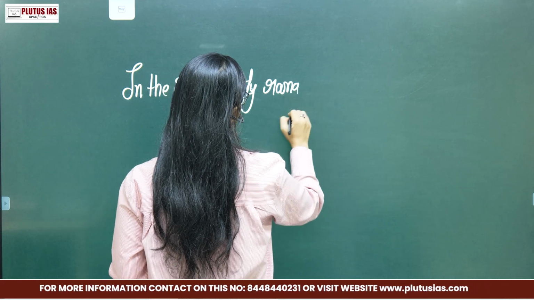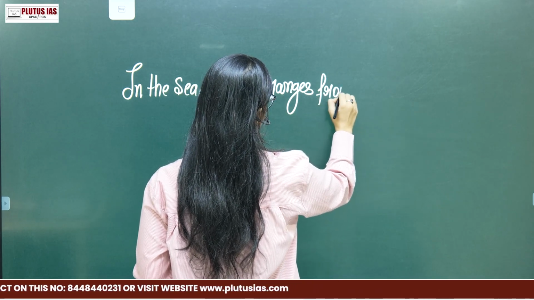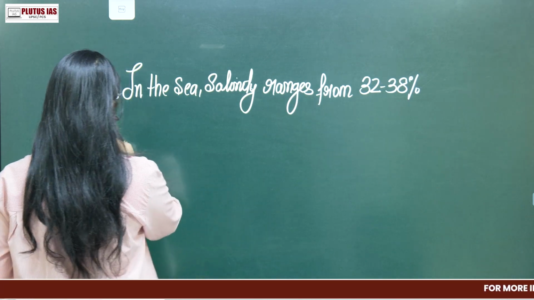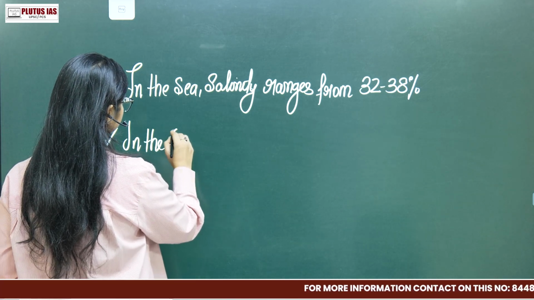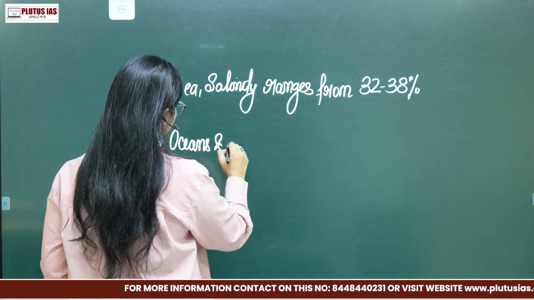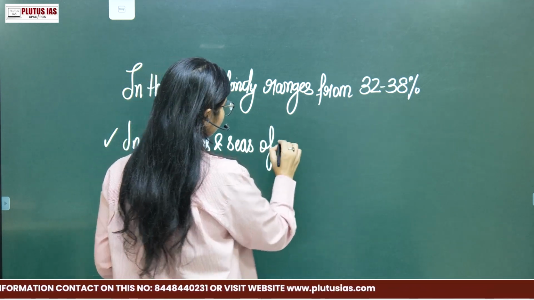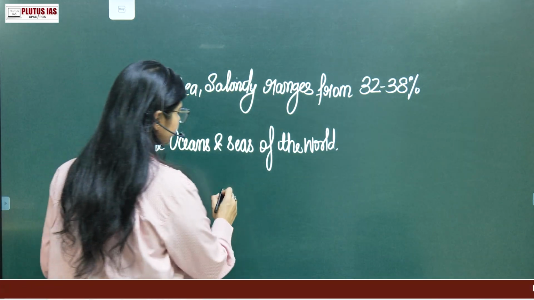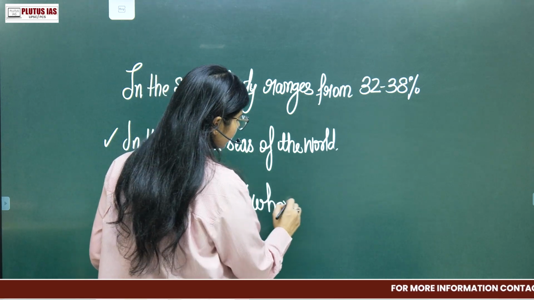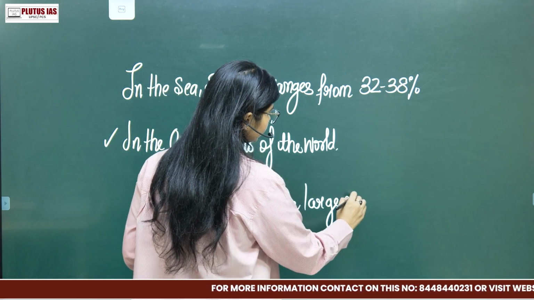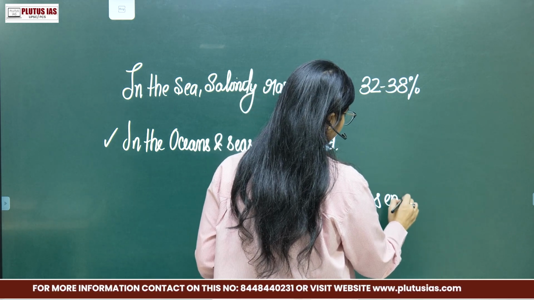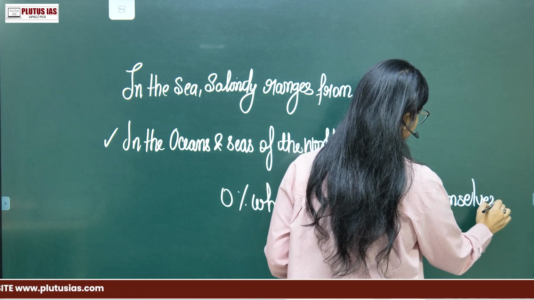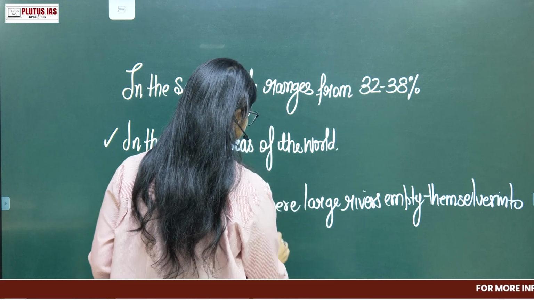salinity ranges from 42 to 38%. In the oceans and seas of the world, in the ocean, 0%, where large rivers empty themselves into the sea.